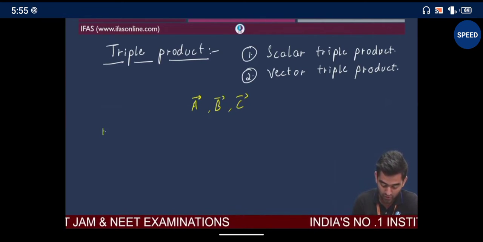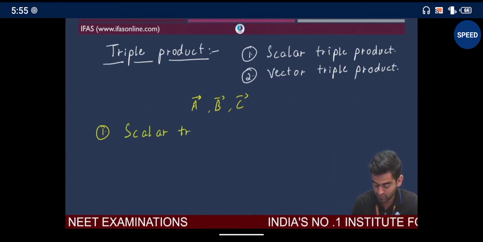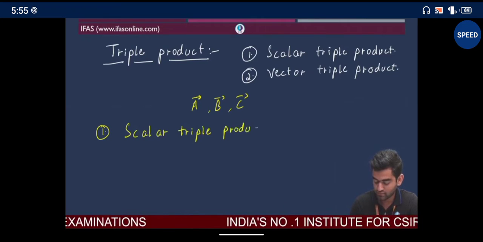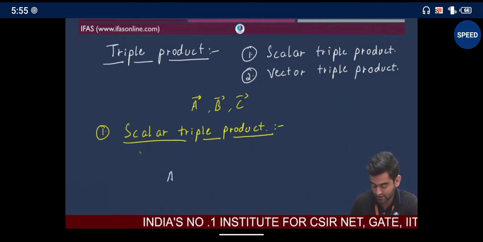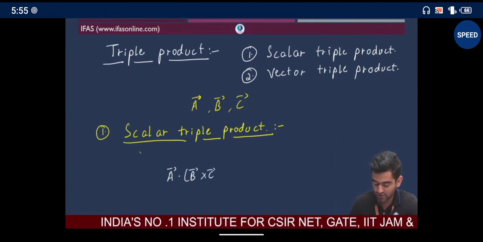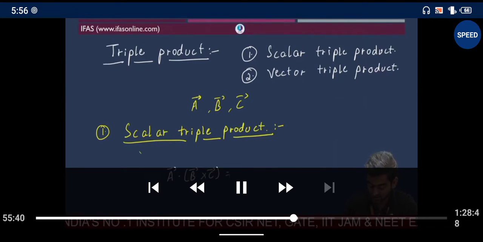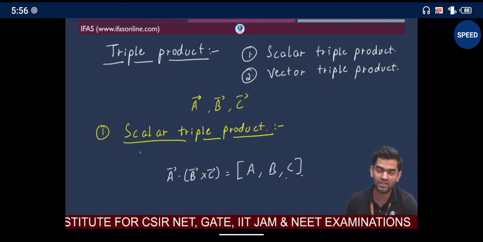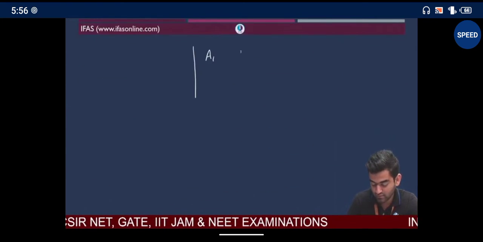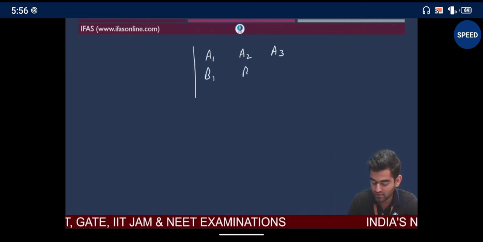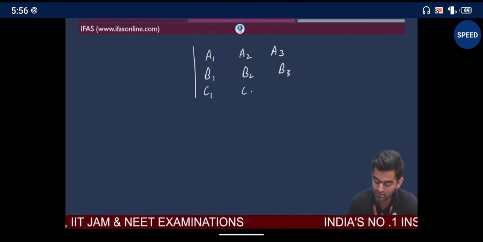First one is our scalar triple product. It is usually represented in this manner: A vector dot B vector cross C, and also represented in this manner: [A, B, C]. This is the representation of the matrix multiplication, and it is usually written in this manner: A1, A2, A3, B1, B2, B3, C1, C2, and C3.